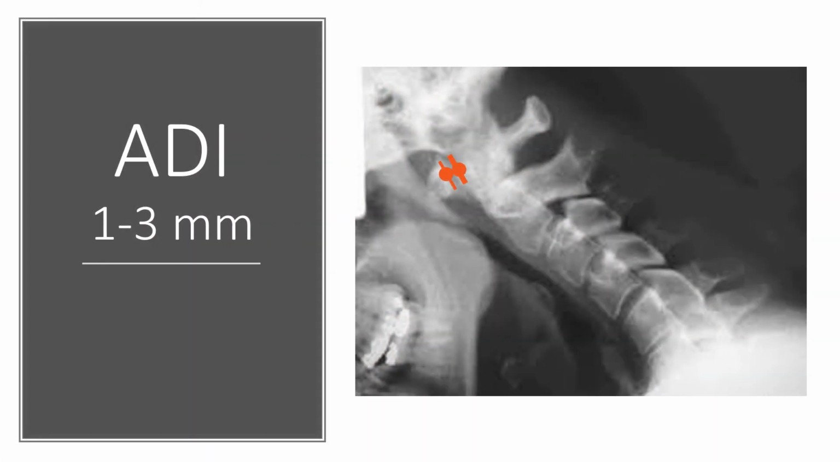So a normal ADI is 1 to 3 millimeters in adults. And if it's more than that, there may be CCJ instability. Again, all of the parts of the picture have to add up, not just the imaging.